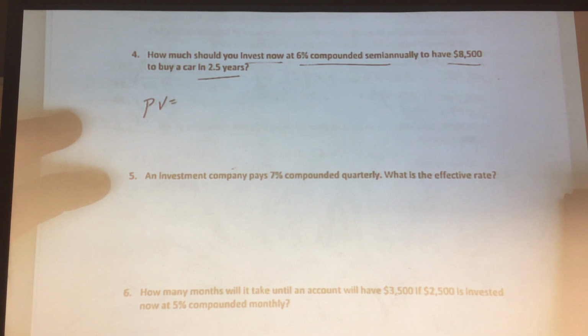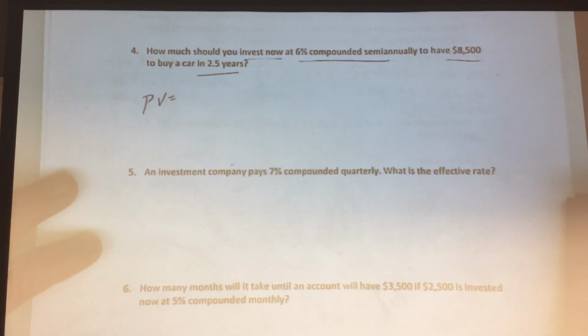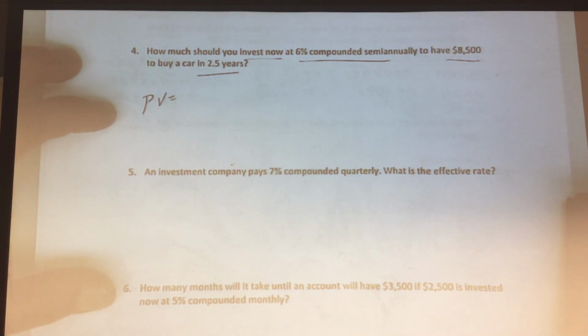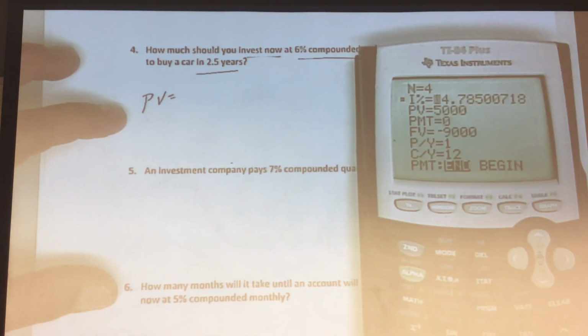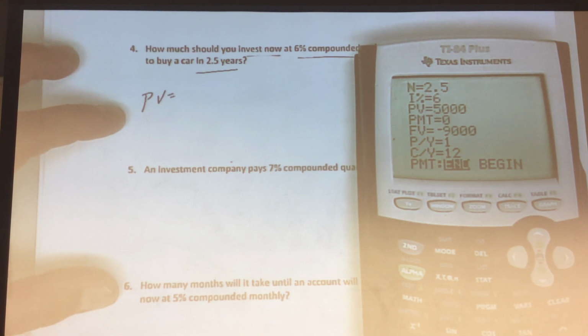Starting with problem number 4, how much should you invest now at 6% compounded semi-annually to have $8,500 to buy a car in 2.5 years? So here using our graphing calculator, N is our time, and our time is 2.5 years. I is our interest, 6%. PV is what we are solving for.